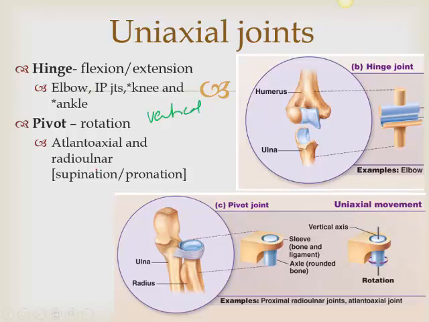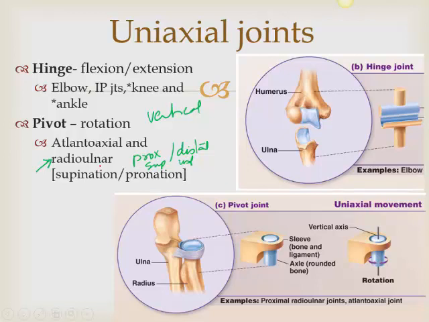One example is the radioulnar joints, the proximal and distal radioulnar joints, or also called superior and inferior radioulnar joints, which allow that supination and pronation to occur. Remember, we just saw that movement, supination and pronation. It was a rotatory movement.